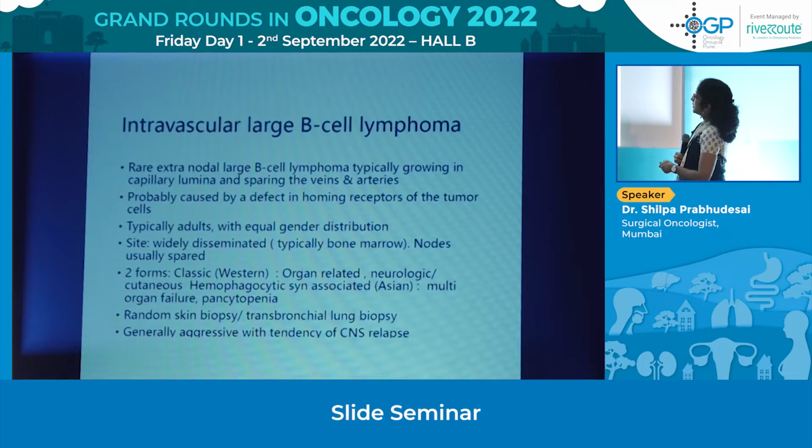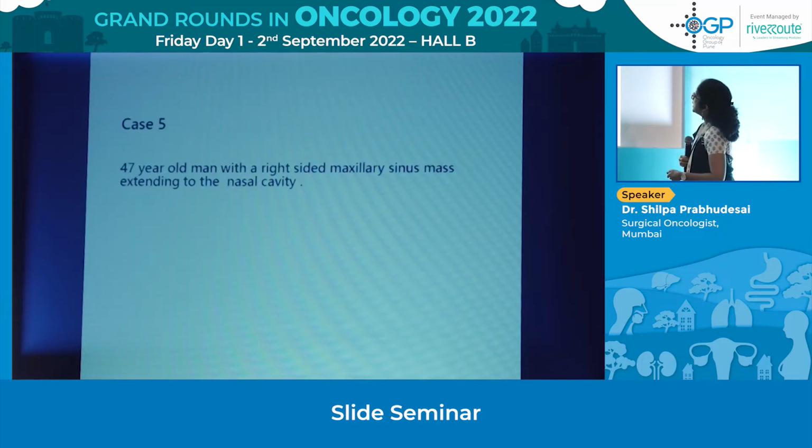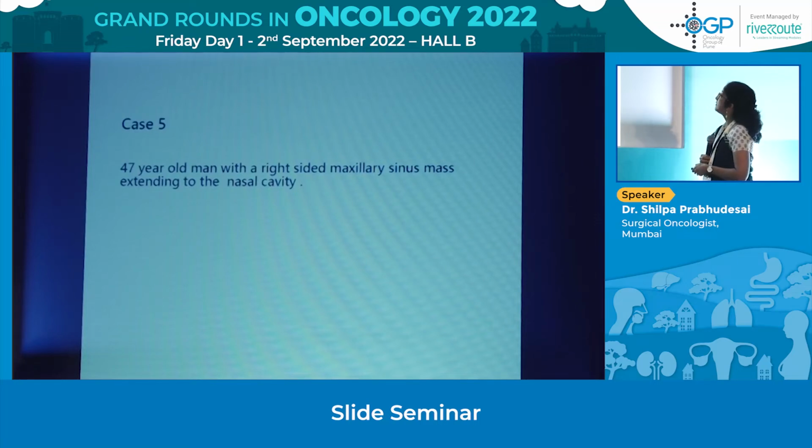So we are speaking of nasal mucosa. So I moved to a case of a 47-year-old man who had a maxillary sinus mass which extended to his nasal cavity.